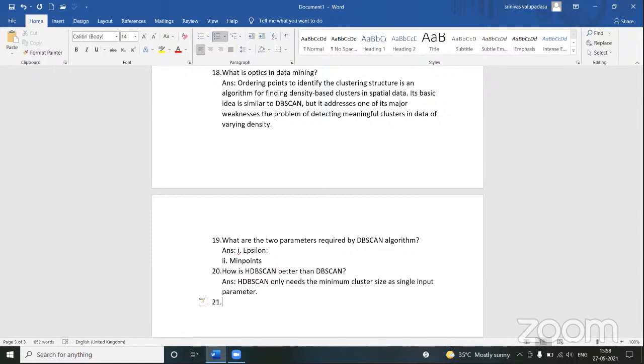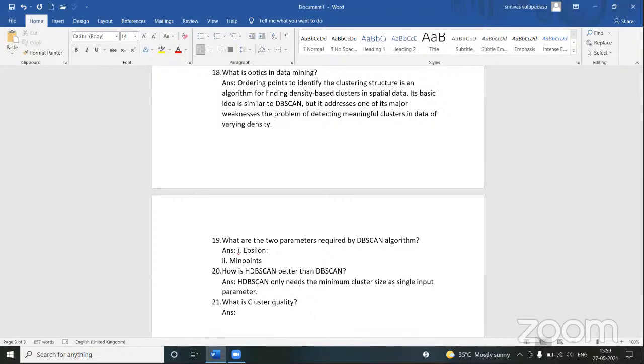What is cluster quality? The quality of clustering results depends on both the similarity measure used by the method and its implementation. The quality of clustering is also measured by its ability to discover some or all of the hidden patterns. So the hidden patterns in the data set should be discovered.